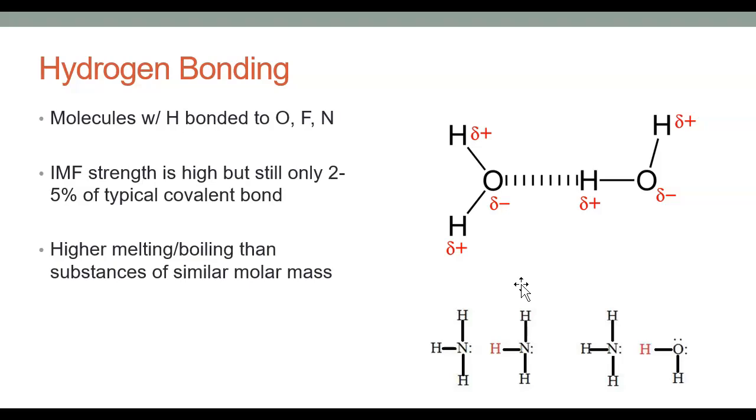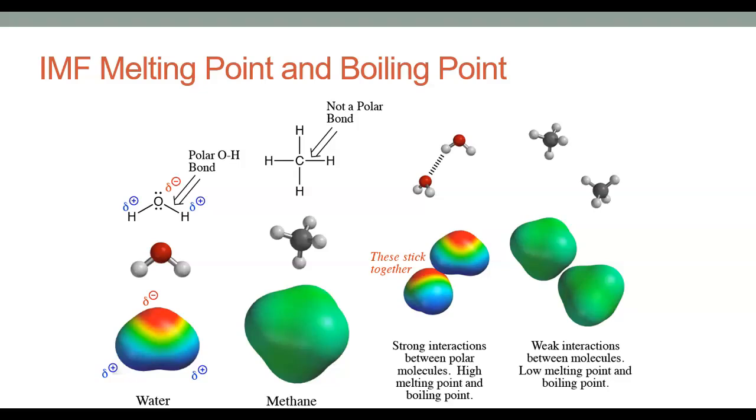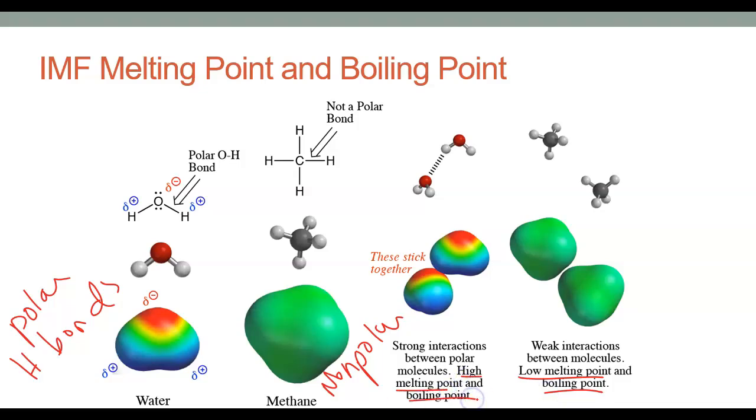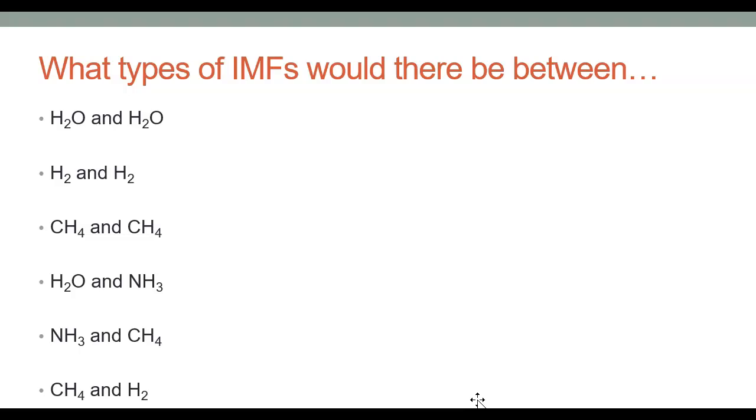There's going to be higher melting and boiling points between molecules that have similar molecular weights. So water is polar. There are going to be hydrogen bonds versus methane, which is nonpolar. And so methane is going to have low melting point and boiling point versus water is going to have a high melting point and boiling point. So if you take a look at these, you can draw them out with Lewis structures, determine if they are polar or not, and then determine what types of forces occur between them.